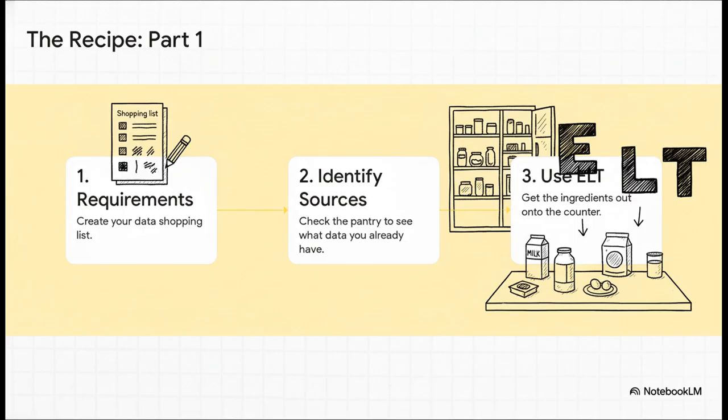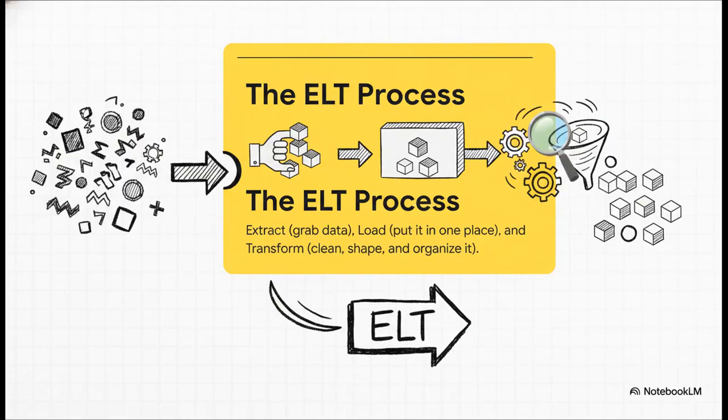In the data world, we do this using something called the ELT process. And ELT is a really important idea. It's pretty simple. E is for extract. You go out and you grab the data from all those different sources. L is for load. You put it all into one central spot, like a big mixing bowl. And T is for transform. This is where the magic happens. You clean it, you shape it, you organize it, you make it usable.